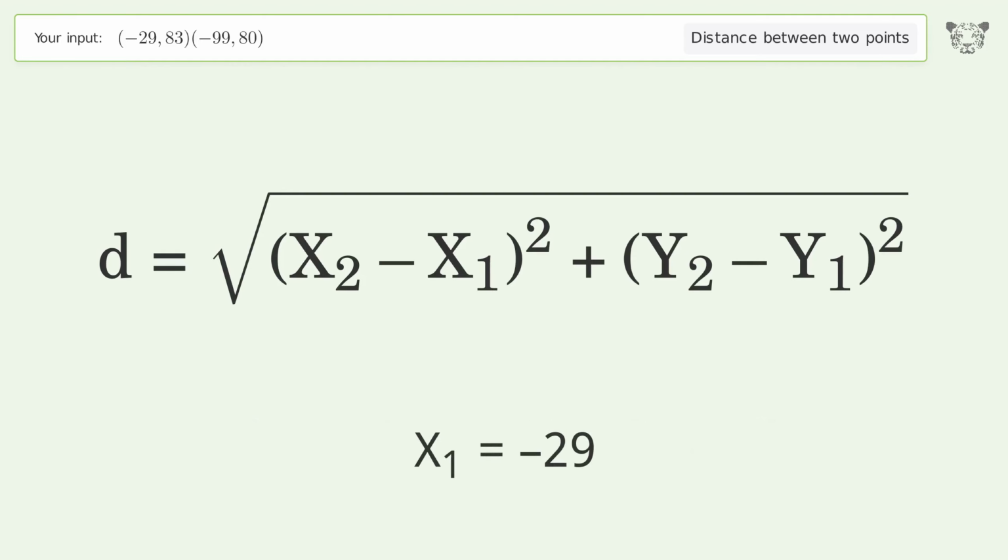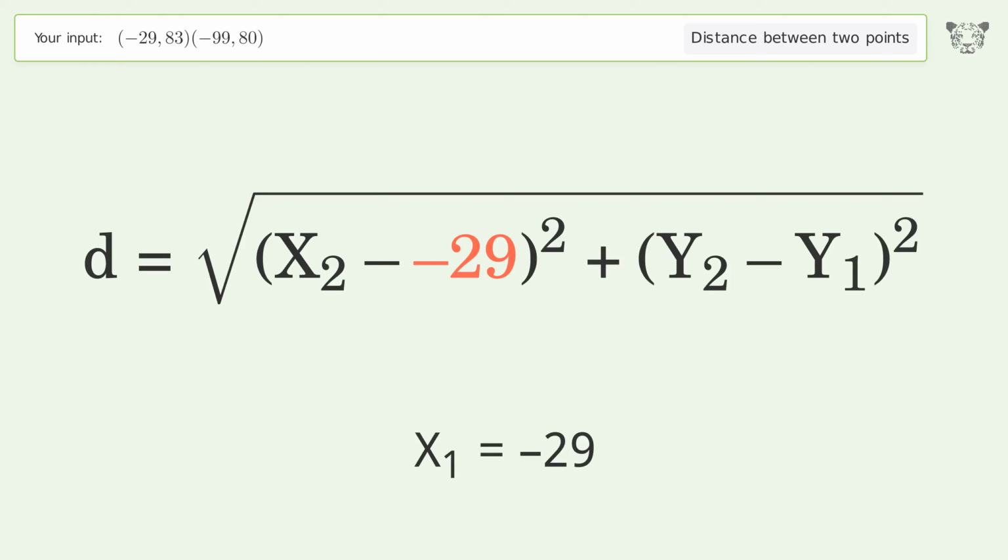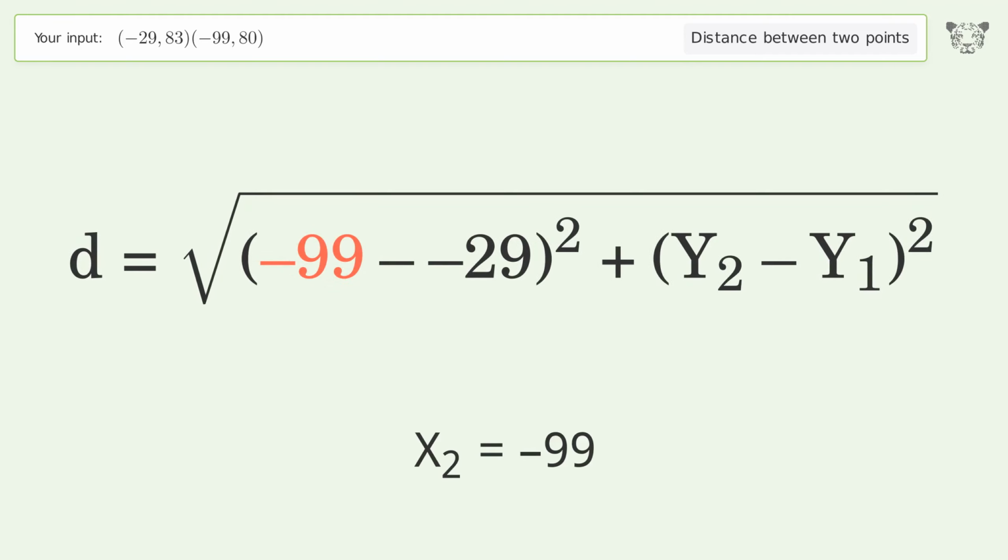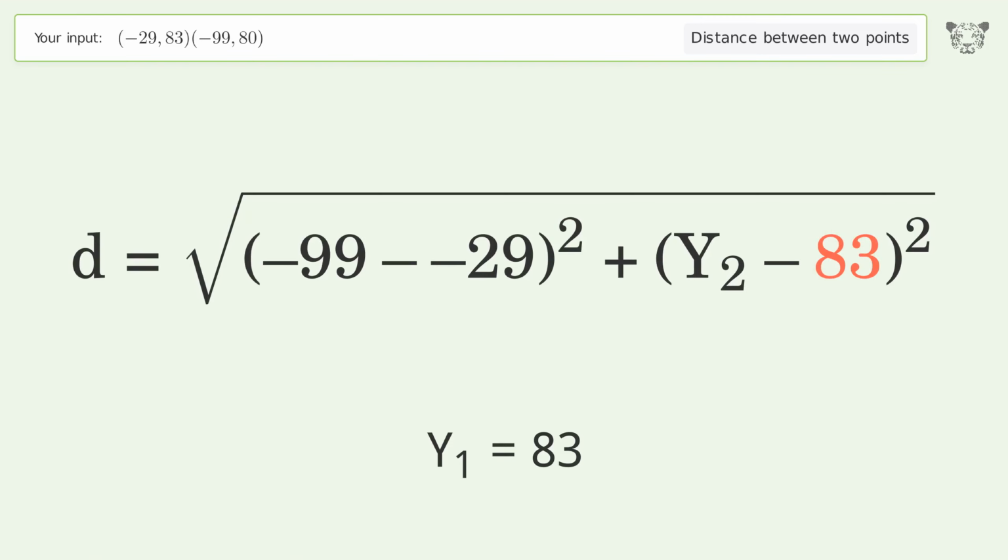x1 equals -29. x2 equals -99. y1 equals 83. y2 equals 80.